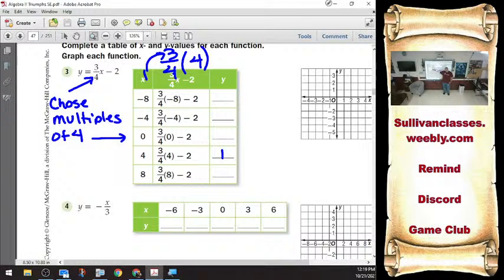Please, this is a big deal. This is going to save us a lot of hurt in the next 2 months. If I ever see a fraction and I have to pick numbers to put in the table, I want to pick numbers where I'm counting by that denominator. It's going to save you such a headache. All right? They chose multiples of 4. They chose multiples of 3 because that was the denominator.